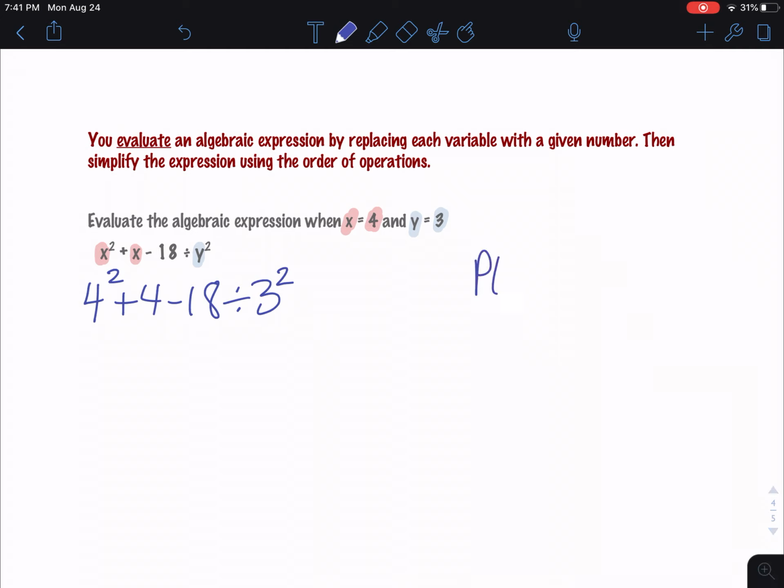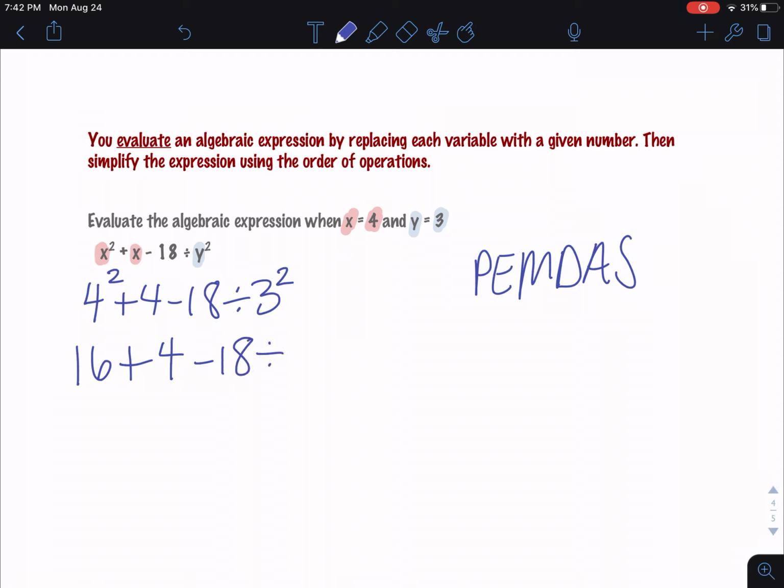Now I have a numerical expression which looks just like the previous examples we went through, so I can follow order of operations to simplify it. There are no parentheses, so I'm allowed to skip that part of the order of operations. Then I can move on to exponents. There are 2 pieces of exponents within this expression, so I can simplify them both in the same step. 4 squared is the same thing as 4 times 4, which is 16. And 3 squared is the same thing as 3 times 3, which is 9.